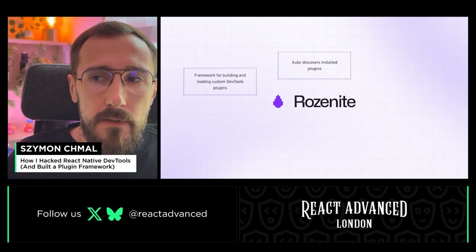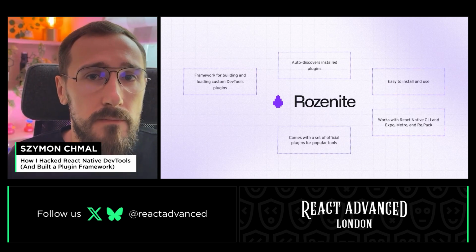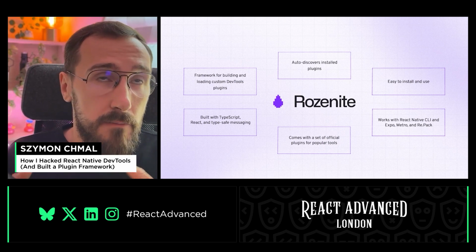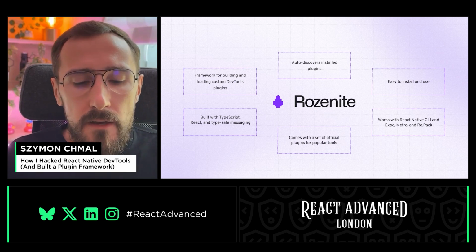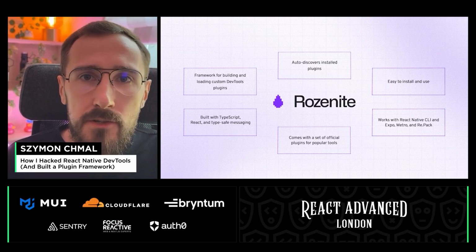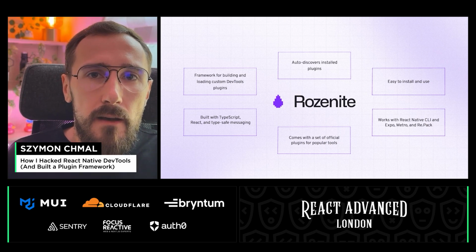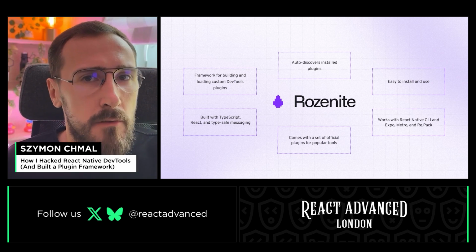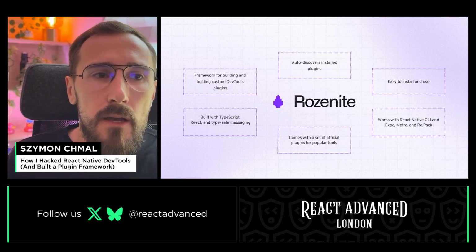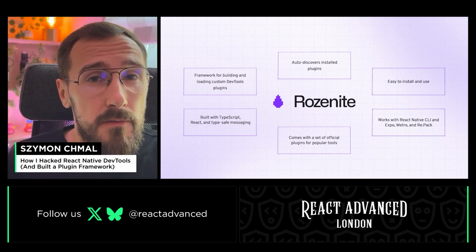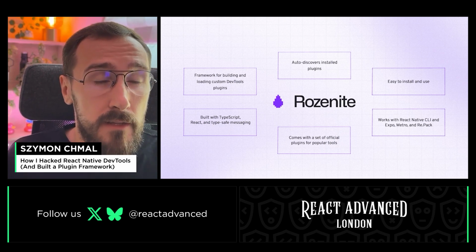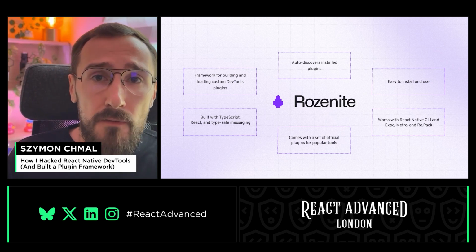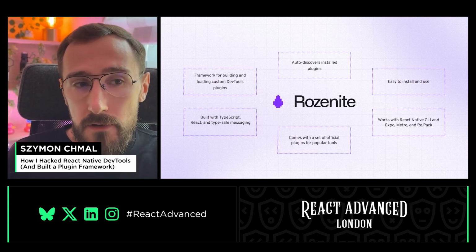So yeah, all of this made it possible to create Rozenite, which is a framework for custom plugins, basically for React Native DevTools. Rozenite allows you to build plugins. It will make sure they are built correctly, so you can load them in React Native DevTools. If you install any plugin, Rozenite will automatically discover it and run it. It works with pretty much every combination possible when developing React Native. So it works with React Native CLI, plus it works with Expo, Metro, and Re.Pack. And it comes with a set of official plugins you can use in your day-to-day work.